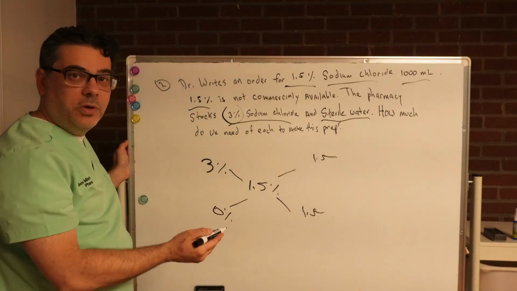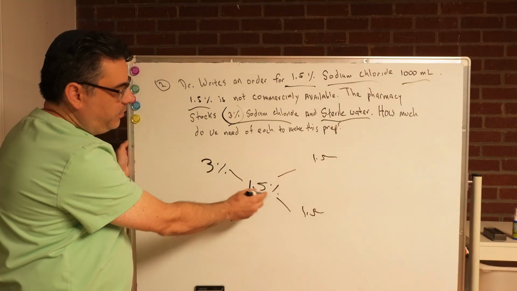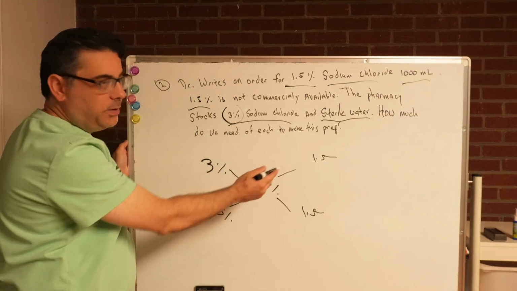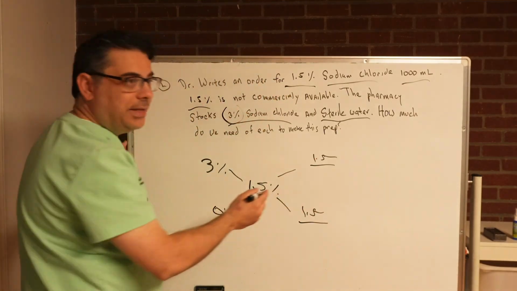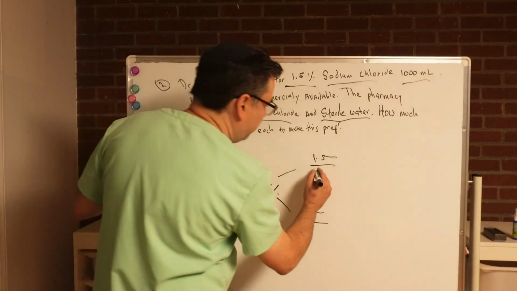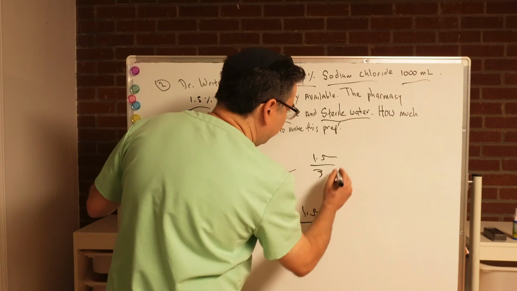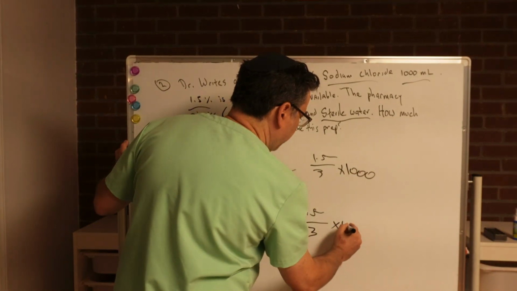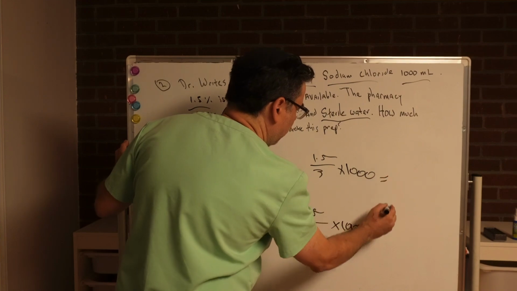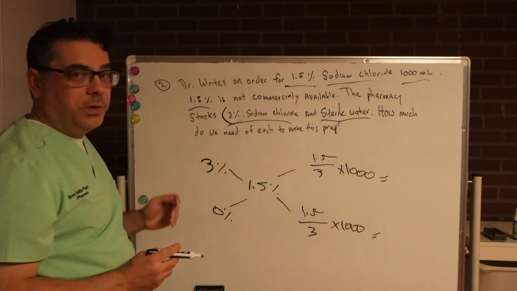So for the numerator, I subtracted 3 minus 1.5 to get 1.5, and 1.5 minus 0 to give me 1.5. And then to give me the denominator, you just add these two numbers. So you got 3, and okay, so we're going to multiply it by 1,000.